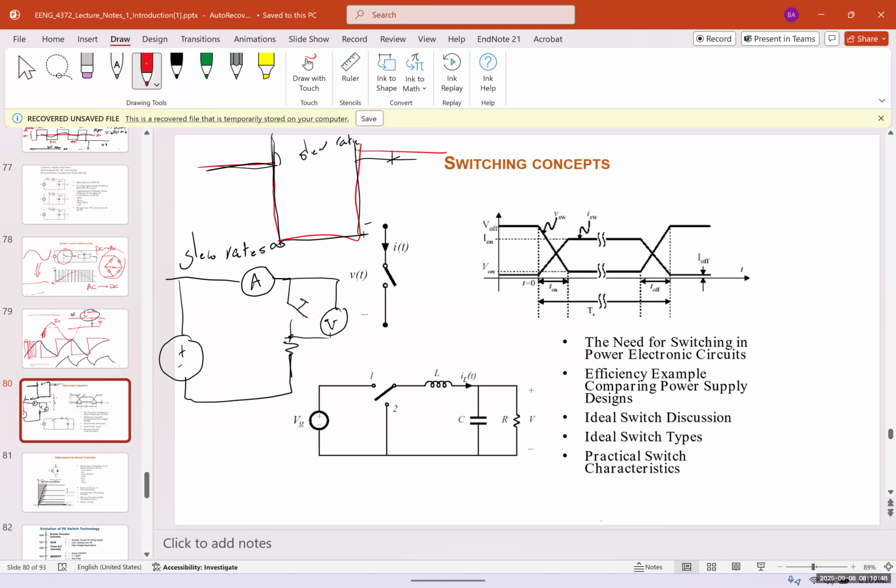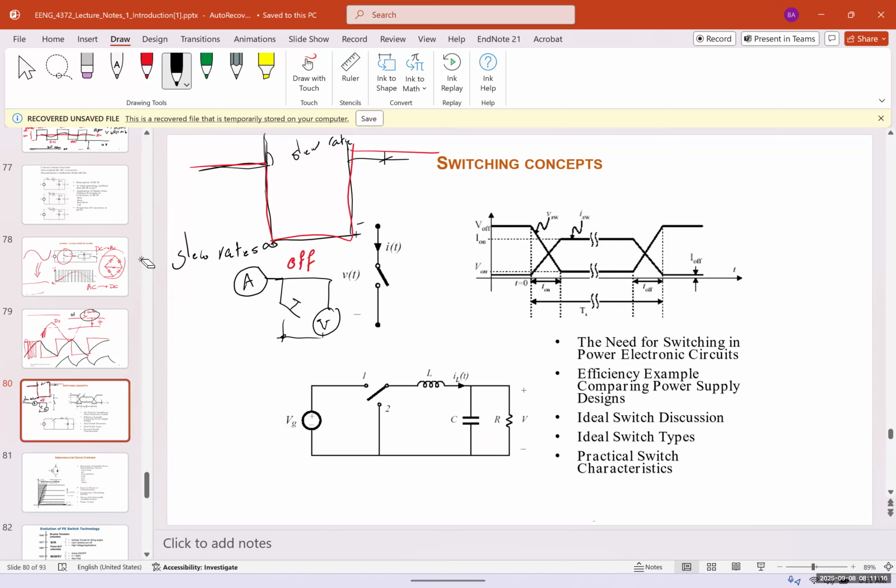So when the switch is on... let's start with when the switch is off. At this stage, the switch is off, or it's open. When the switch is off, what is this voltage equal to? Let's make it a little simpler. Imagine we don't even have this. I'm just measuring the voltage of the switch. When the switch is open, what would this voltage be equal to?